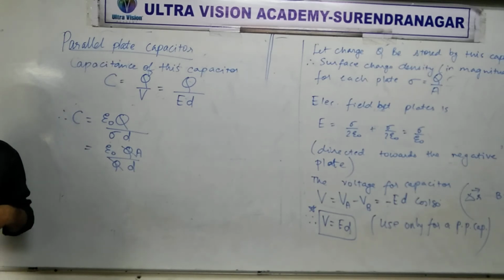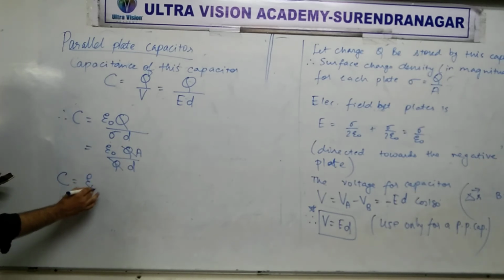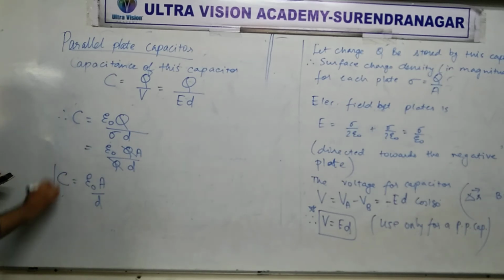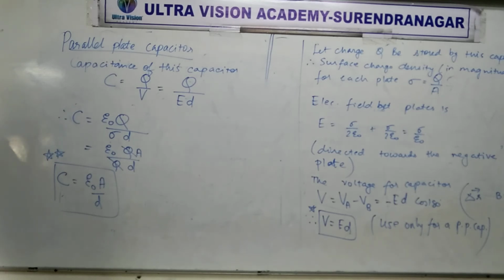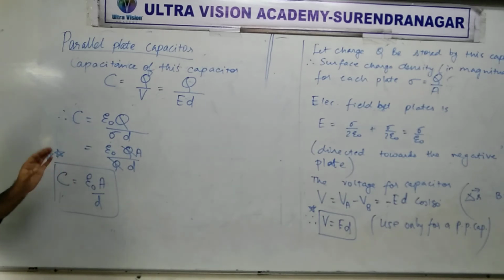In this relation, do we have Q? No. Do we have V? We don't have anything related to charge or voltage or electric field. So what's the formula? C is equal to epsilon 0 A by D. This is a very useful formula. What's the formula for capacitance? Capacitance of a parallel plate capacitor is epsilon 0 A by D. 3 or 4 marks from this favorite derivation. Is that clear?